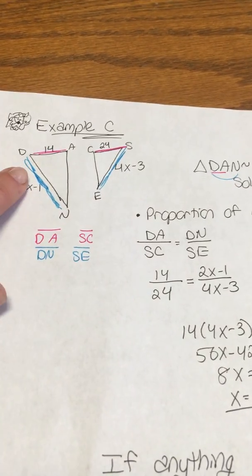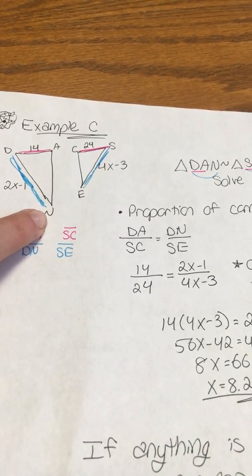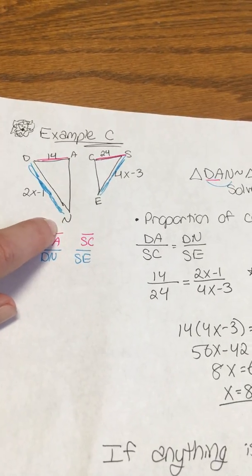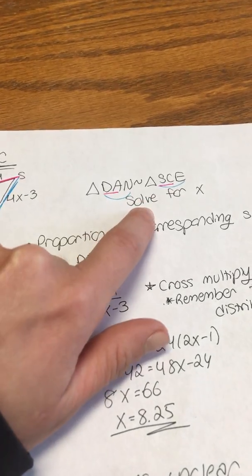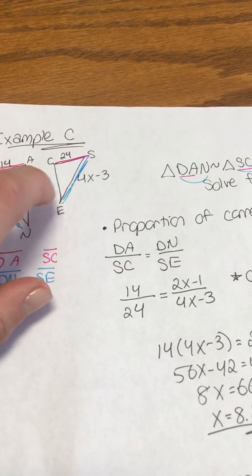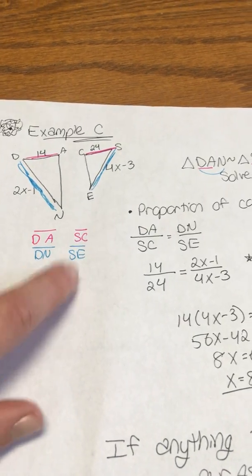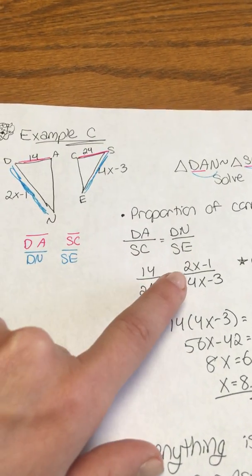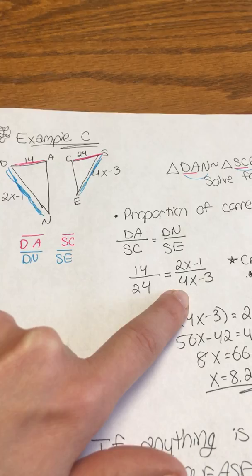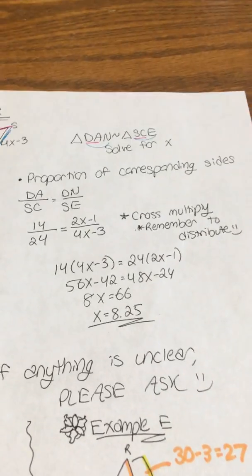Next thing you're given in the first one is 2x minus 1. If you look at that, it is dn, so first and last, corresponds to SC, first and last. Or I'm sorry, SE, first and last. So that would be 4x minus 3. So there's dn, SE, your second fraction, 2x minus 1 over 4x minus 3. Then you're just cross multiplying and solving.